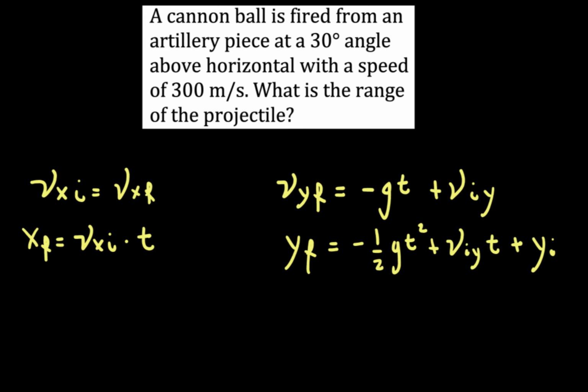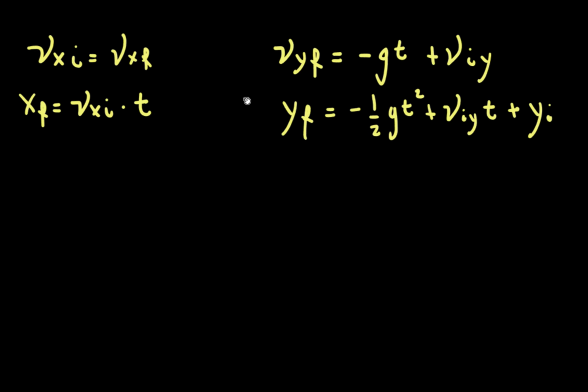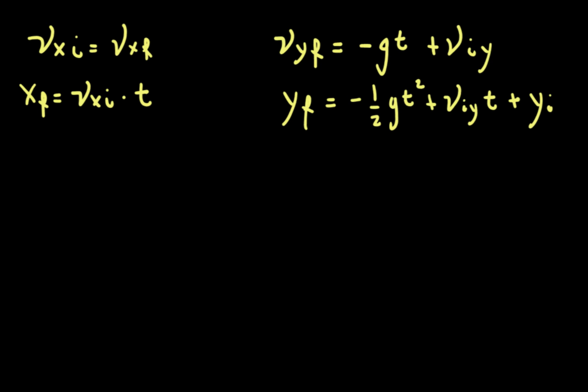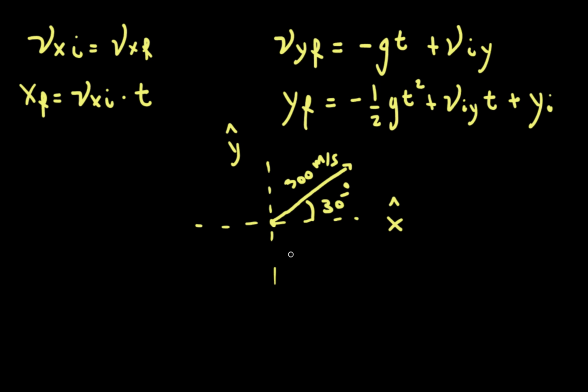So I can go ahead and draw a Cartesian coordinate system. In this Cartesian, this is the x direction, this is the y direction. So 30 degrees above the horizontal, where x is horizontal and y is vertical. There's the speed right there of 300 meters per second. So this is a velocity vector.